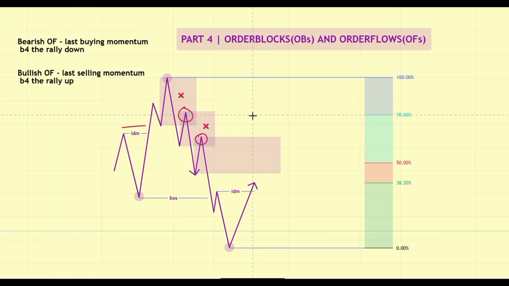All right, the same now going into the next, you can clearly see this one here is not mitigated. Right there, it's not mitigated because this pullback is down below this low, so price has not retested this order flow. So in this case, we have only one order flow that's valid. So that's where you will be looking forward to take the trade from.